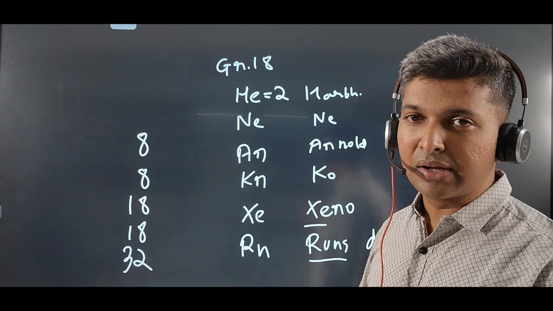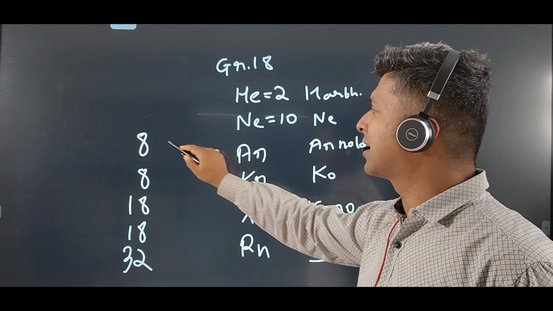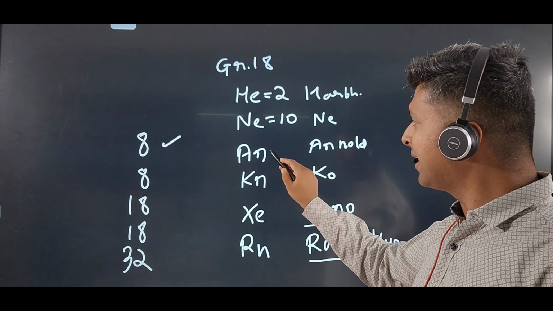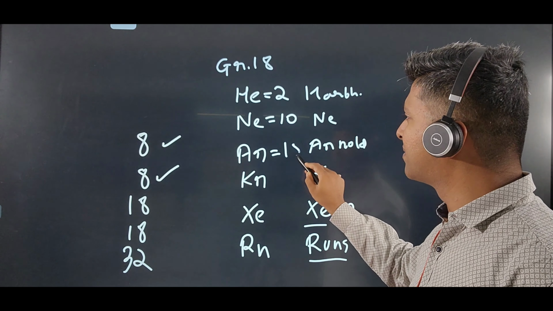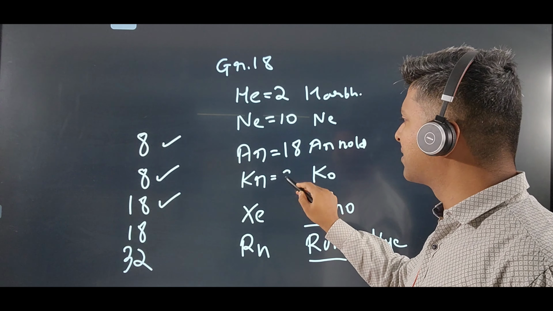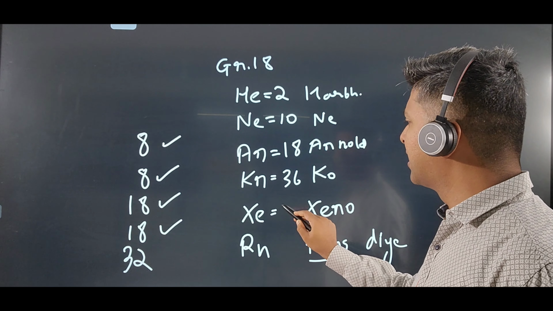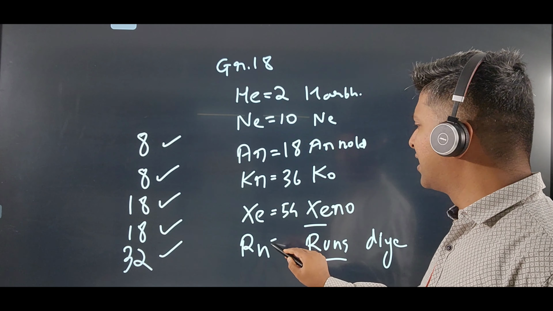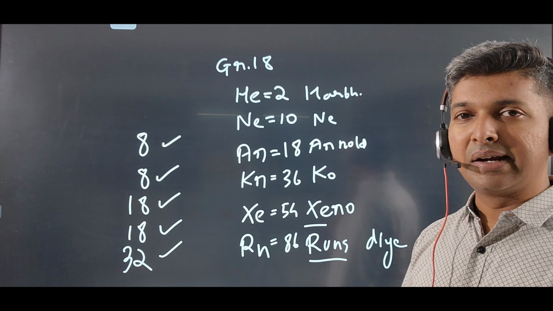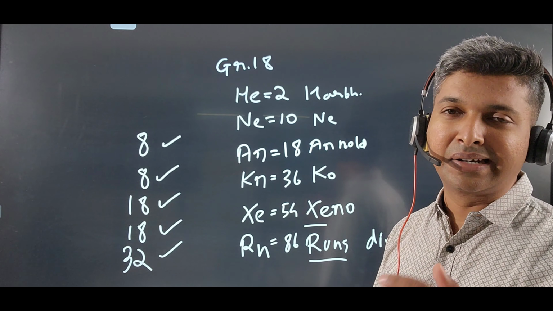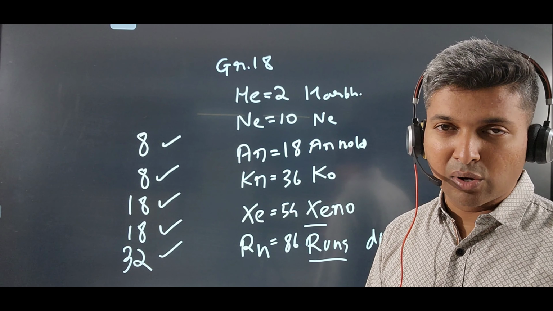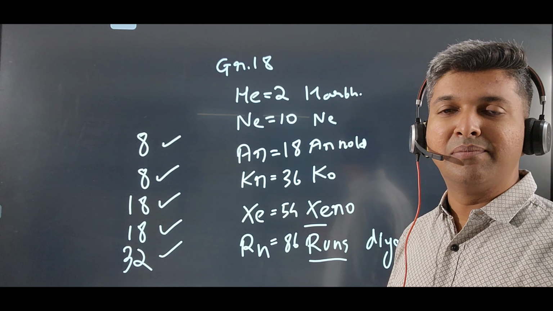Now just add 8 to this. When I add 8 to this, it becomes 10. Then add 8 again, this will become 18. Add another 18, it becomes 36. Add another 18, it becomes 54. Add 32, it becomes 86. This is a tip, a mnemonic, a trick to remember the atomic numbers of the group 18 elements.